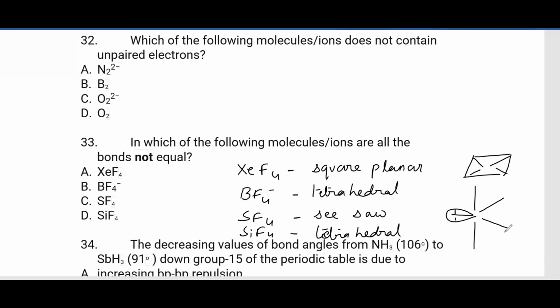So our correct answer is seesaw, in which all bonds are not equal, and it is SF4 molecule, and option C.